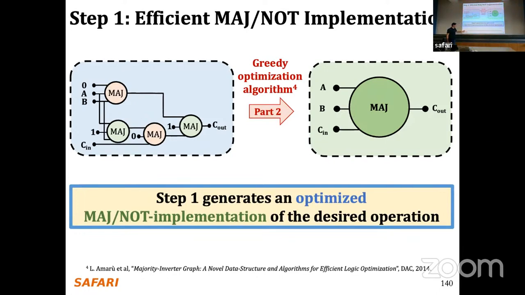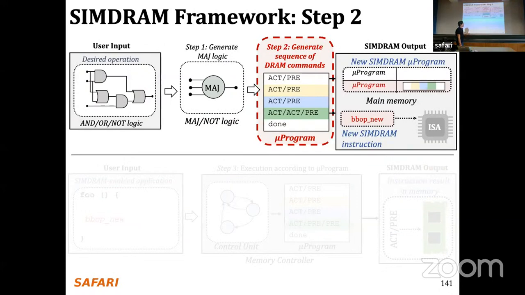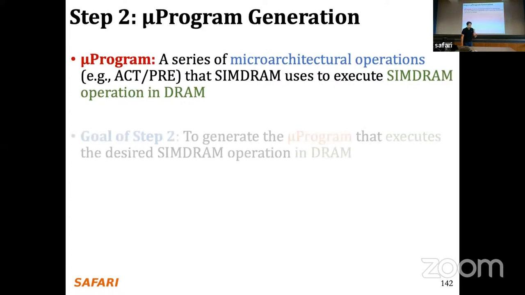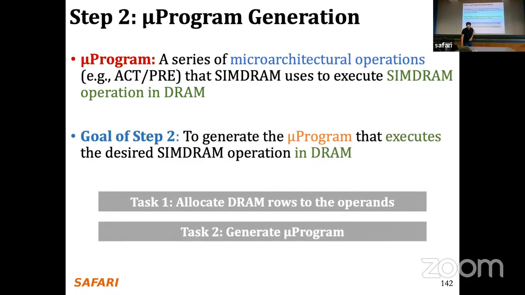And we did this by taking advantage of prior work that you can find at the bottom of the slide. So in the second step, we want to generate the sequence of DRAM commands, what we call the microprogram. Each of the sequences can be called a microinstruction. And we are going to generate it from the majority-NOT representation of the operation that we want to implement in DRAM. To do that, we create this series of microarchitectural operations, activate and precharge operations. This is our microprogram. And here we have two tasks to do, or two sub-steps. The first one is to allocate DRAM rows to the operands. The second one is to generate the microprogram.